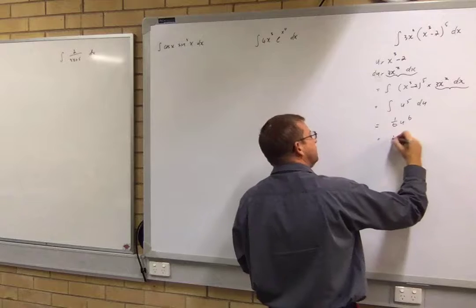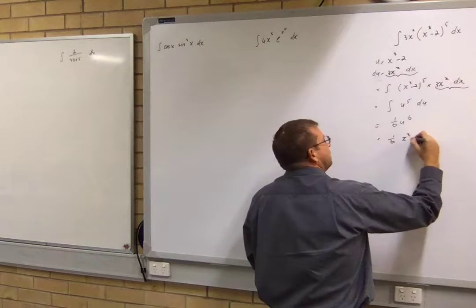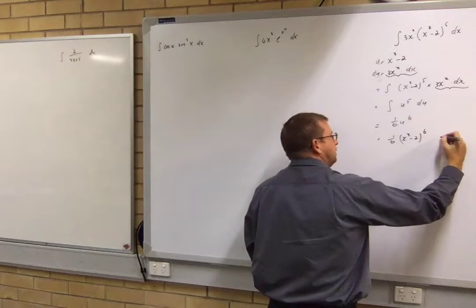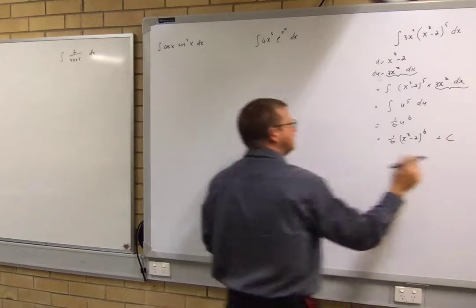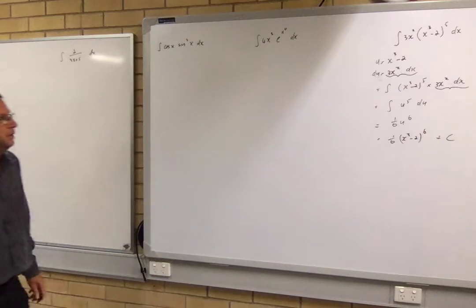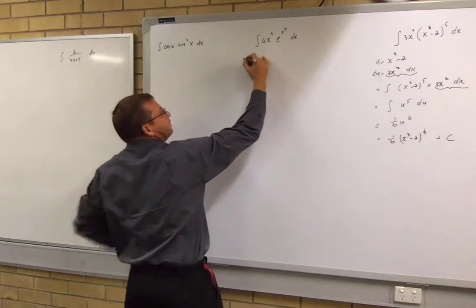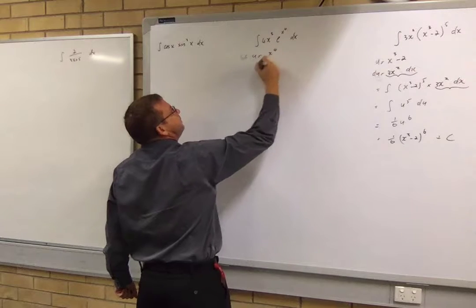u to the 5 plus 1 on 5 plus 1. And u is x cubed minus 3, plus c. That c is just the last tag over, isn't it? Yeah. You can see the relationship here. So set u equals x to the 4.